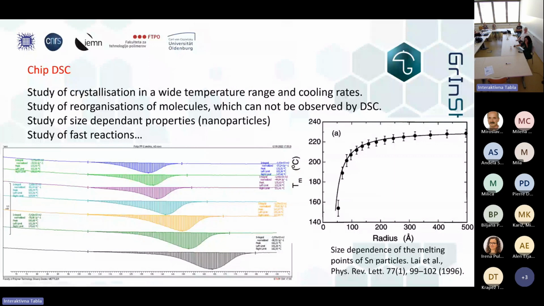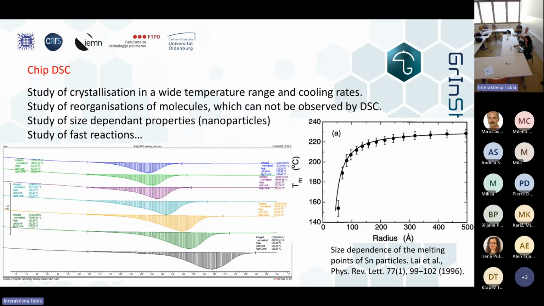Here you can see this peak. There were various heating rates, cooling rates. I think the fastest was something like 1,000 degrees per second, and this was more normal, 60, I think. This can also be used, for example, to study size-dependent properties of nanoparticles.